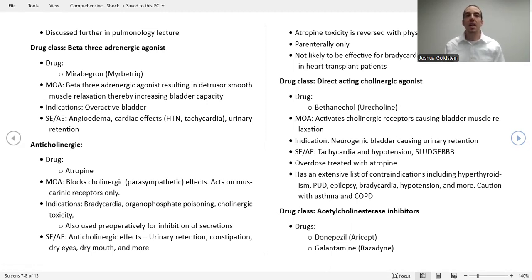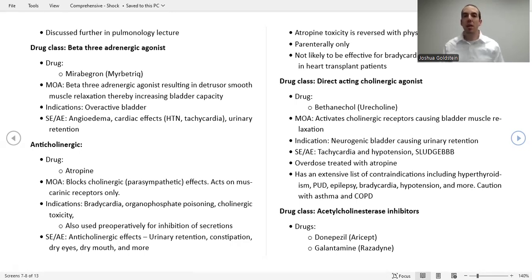This does have a bunch of side effects. It can have angioedema. It can have cardiac effects. Again, because it touches beta-3, it has a little bit of touching beta-1 also, which makes the heart beat faster, harder, stronger, which is going to cause that hypertension, tachycardia. And this can also cause urinary retention related to its manipulation of the bladder capacity.